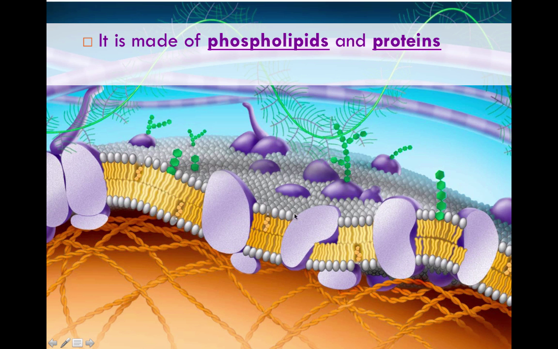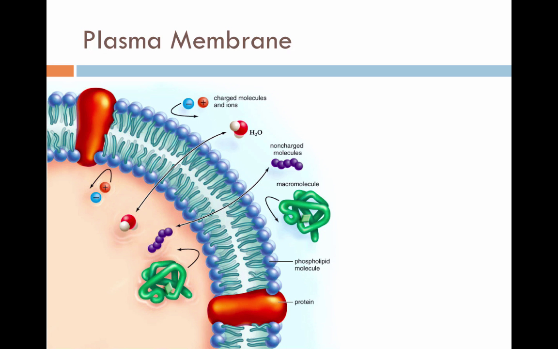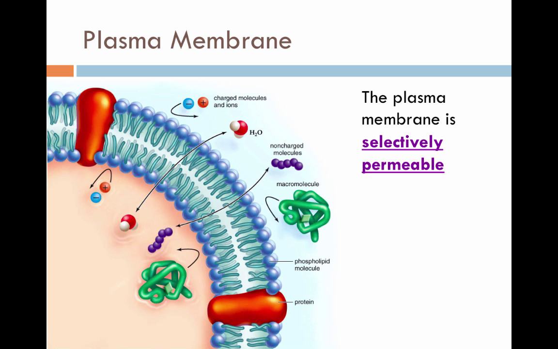There's also these purple blobs inside the phospholipids. These purple blobs are the proteins. The proteins help really big molecules move in and out of the cell. The plasma membrane is special because it only allows some molecules into and out of the cell. This is why the plasma membrane is called selectively permeable. Selectively permeable means that only some molecules can get through the cell membrane. Not every single thing can go in and out of the cell, only some molecules.